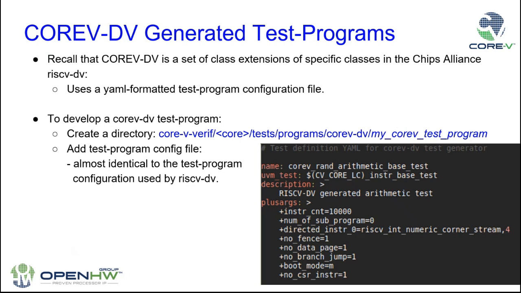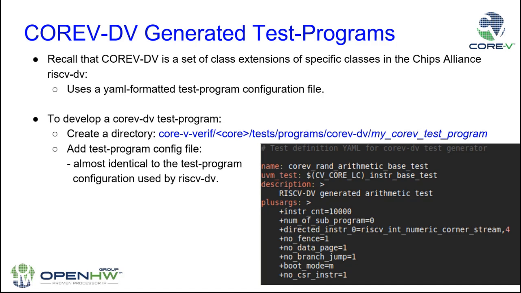Okay, so let's get into the details of how we do this. Recall that core5dv is a set of class extensions of specific classes in riscv-dv. riscv-dv uses a YAML formatted configuration file. We have adopted this verbatim and we just expand on it. So if you've looked at riscv-dv in any way, this little code snippet on the lower right hand side will be somewhat familiar.